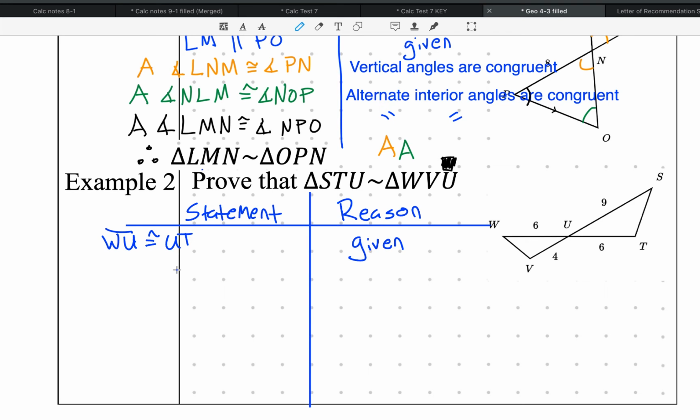Charles? Angle WUV is congruent to SUT. Good. And was it a question, Jade, or an answer? It's a question. Okay. Because WU is congruent to UT, would that mean VU is congruent to US? No, and you can see they're not, like 4 and 9, so they're definitely not congruent. Oh, because they're just going off of the lengths.